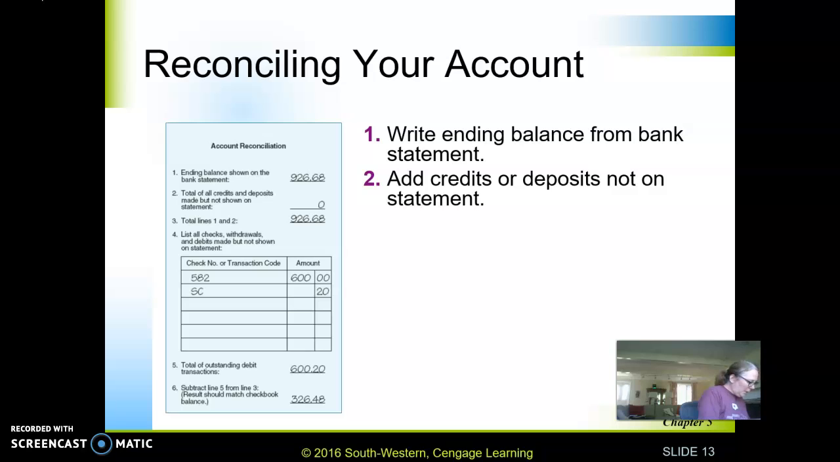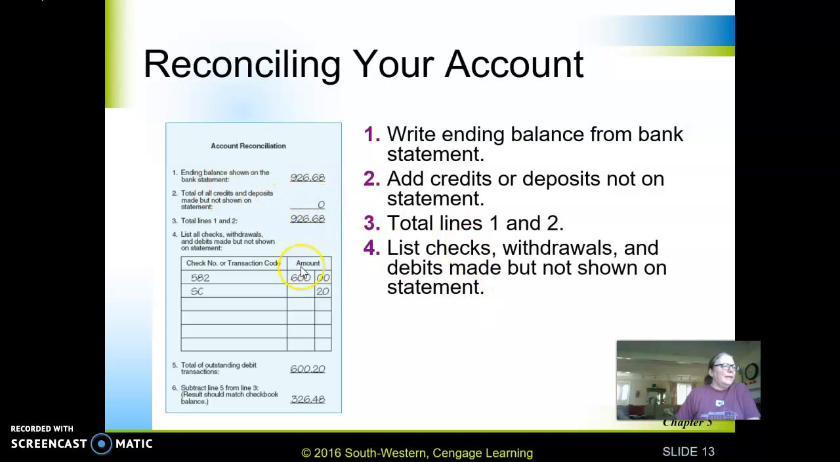So check 581, I would put a check mark next to that, and then the ATM withdrawal of $20, I'd put a check mark next to that, and then the $32.50 online bill payment, I'd put a check mark, and I would go through everything on the bank statement and do that. If I had any deposits on my checkbook register that I didn't have on the bank statement, I would put it here, but I don't in this instance. Then I would add these two lines together, and then I'm going to list any check or withdrawal or other thing that didn't have a check mark in the register.